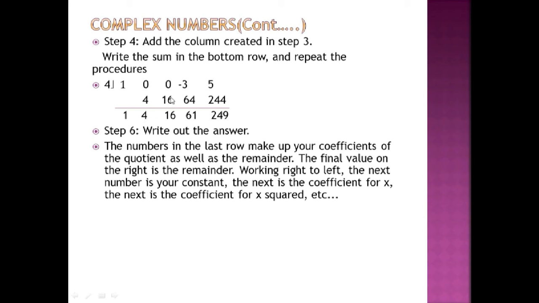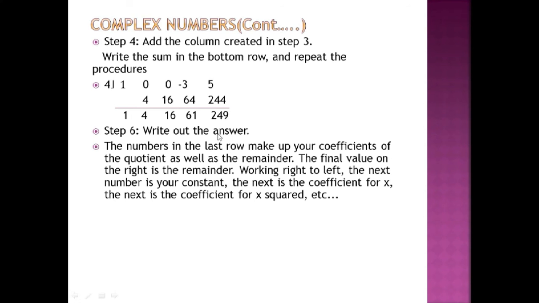16, we put in the next coefficient, 16. We add these two numbers, then we get 16. Then we take 4 times 16, which is 64. We add these two numbers, and 61. 61 times 4, we get 244, and we add these two numbers, and the end number is 249.